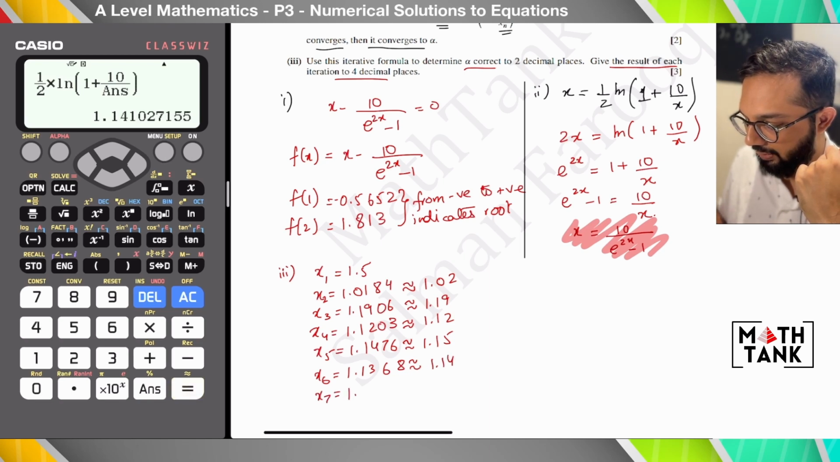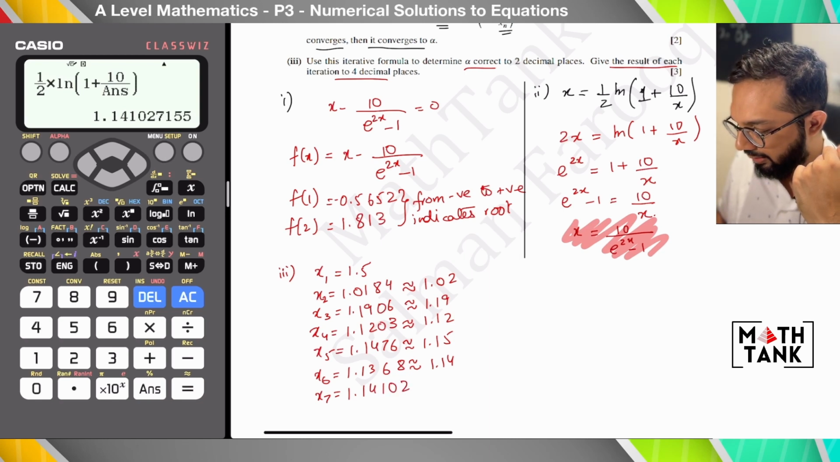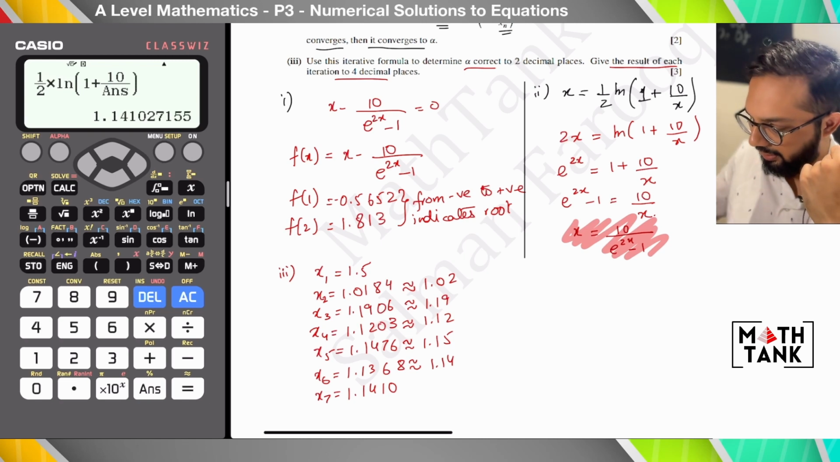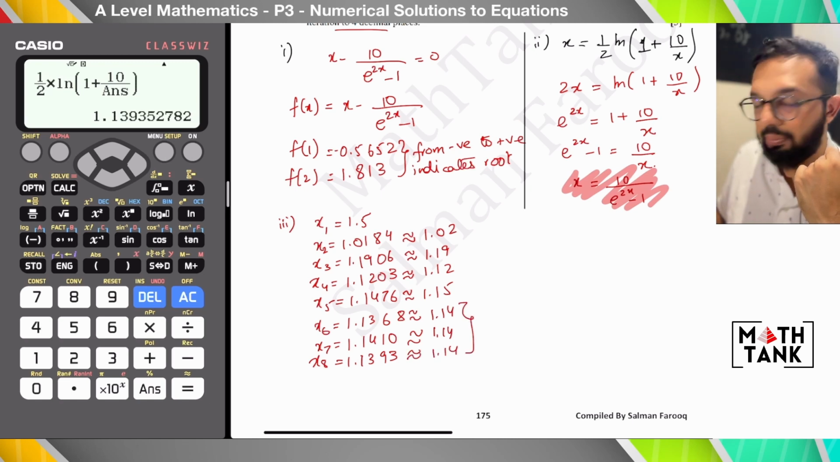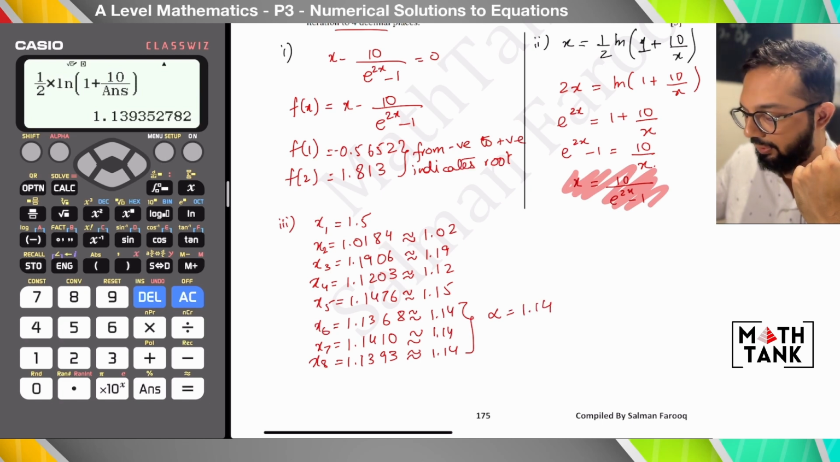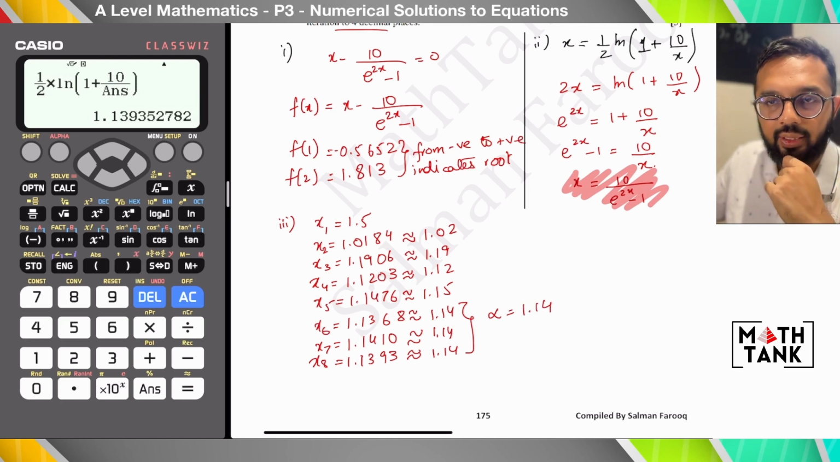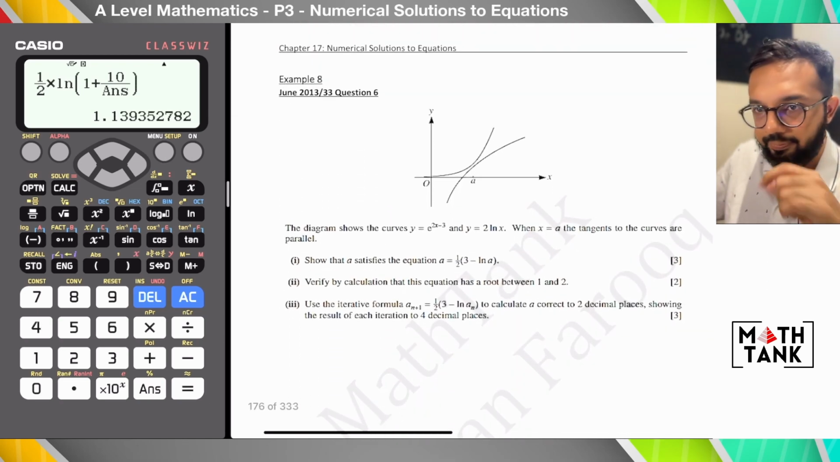X7 gives me 1.1410, which rounds off to 1.14, and then x8 also gives me this. So I know that my sequence has converged, and it's converged to a value of 1.14. So my value for alpha, or the root of that original equation, is 1.14. Moving on.